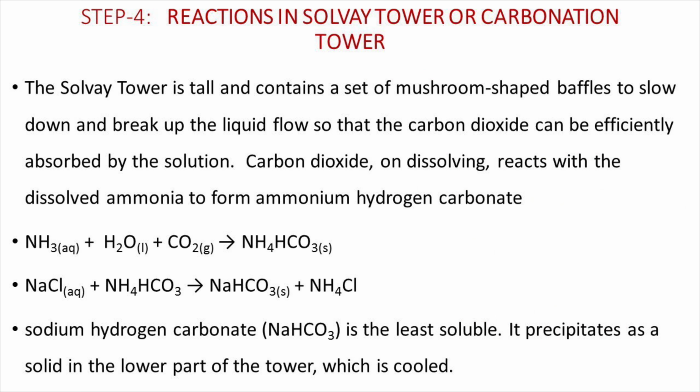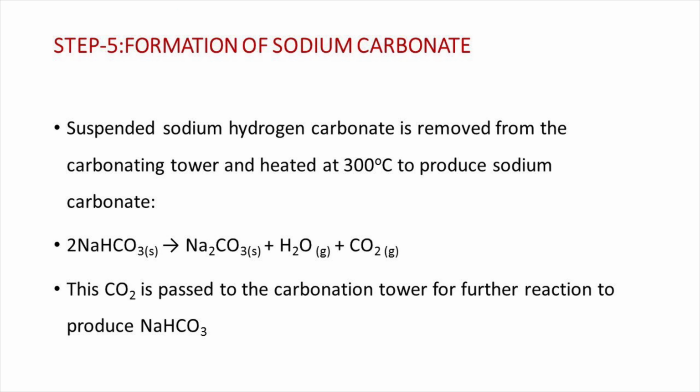Step 4 is the reaction in Solvay tower or carbonation tower. The Solvay tower is tall and contains a set of mushroom-shaped baffles to slow down and break up the liquid flow so that the carbon dioxide can be efficiently absorbed by the solution. Carbon dioxide on dissolving reacts with the dissolved ammonia to form ammonium hydrogen carbonate. Then the sodium chloride reacts with the ammonium hydrogen carbonate to give sodium hydrogen carbonate and ammonium chloride. Sodium hydrogen carbonate is the least soluble and it precipitates as a solid in the lower part of the tower, which is cooled.